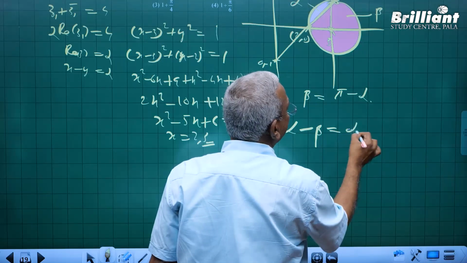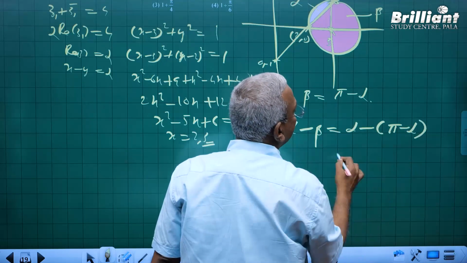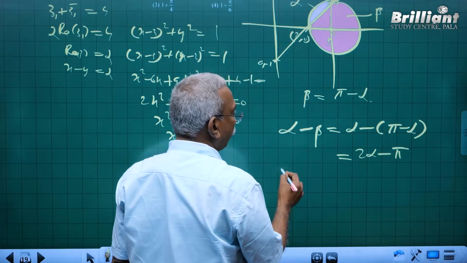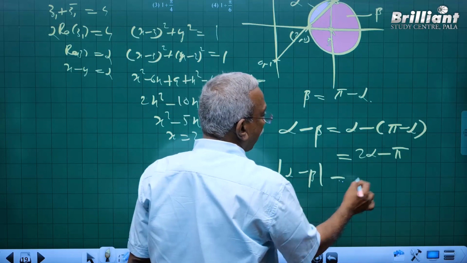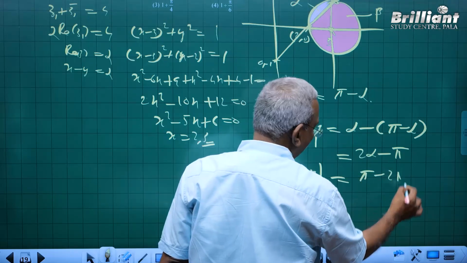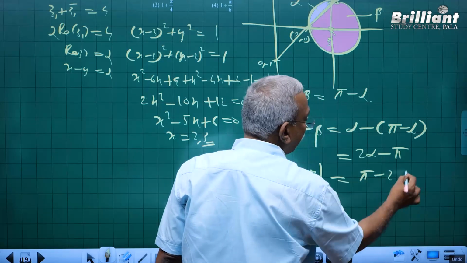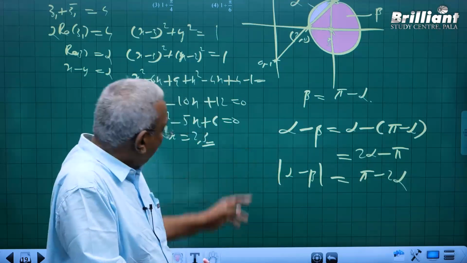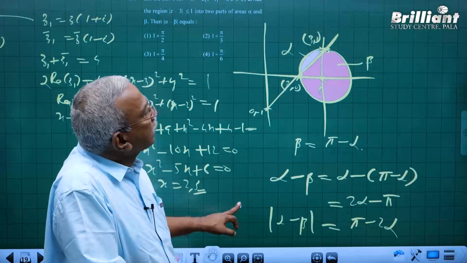this, which is equal to what? Alpha minus (pi minus alpha), that is equal to 2 alpha minus pi. The modulus of alpha minus beta we can write as either this or pi minus 2 alpha. Which one is more? That we can see, the modulus of that. Then the problem is very simple. What is that alpha?